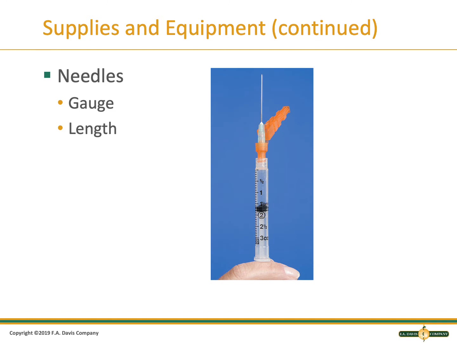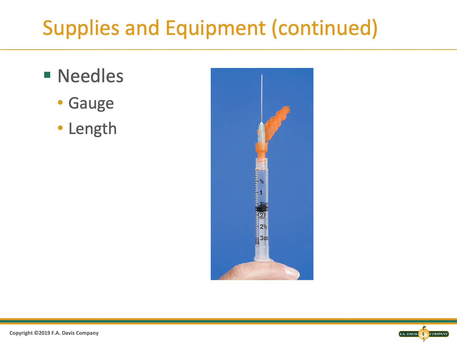And of course, the needles come in different lengths and gauges. We've talked about how the gauge of a needle refers to the diameter of the needle, and it's indicated in numbers. And the lower the number, the greater the diameter of the needle. And then the length of the needle.